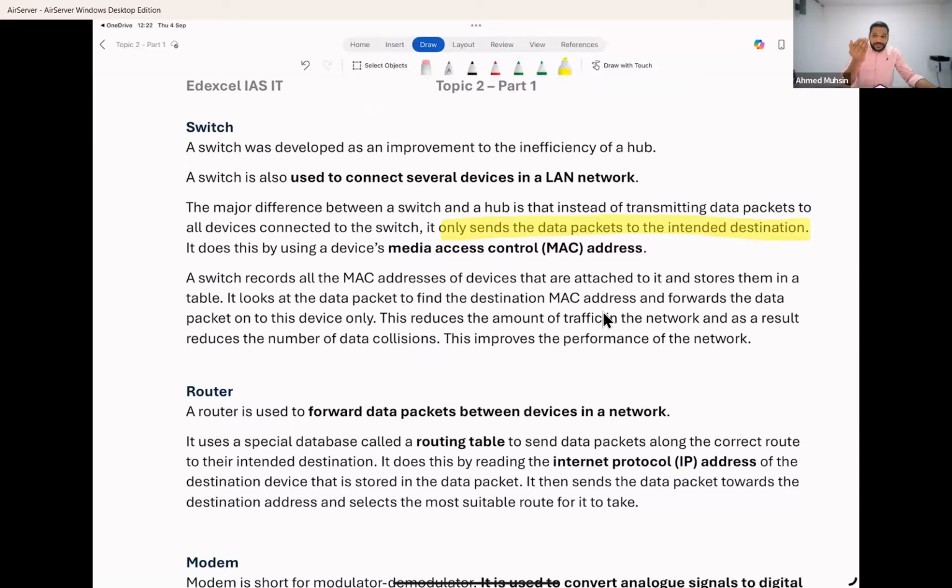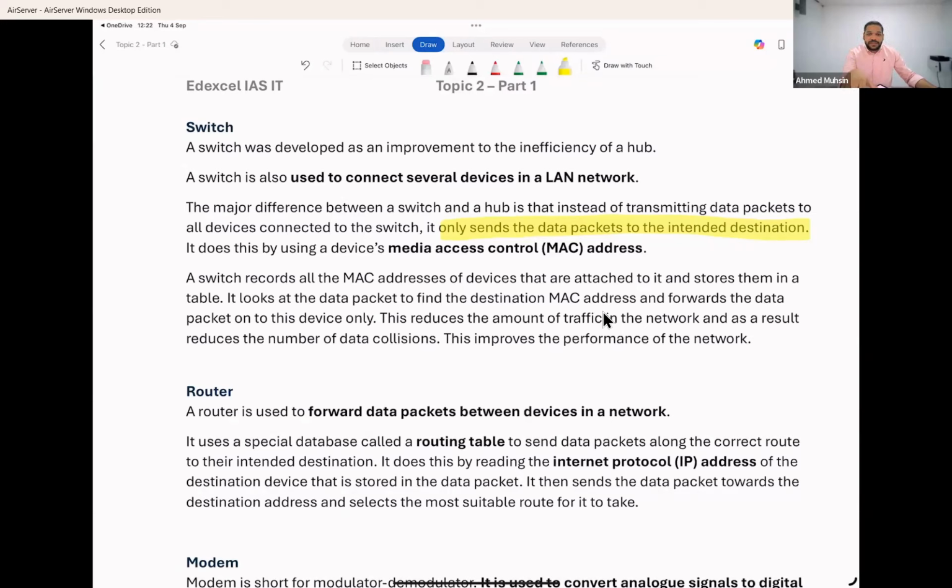A switch does some sort of processing. When it gets data packets, it checks where do I send this to? Which port do I give it to? And gives it to that port only. Are you all okay with this? Keep reading it, guys. It does this by using a device's media access control address.